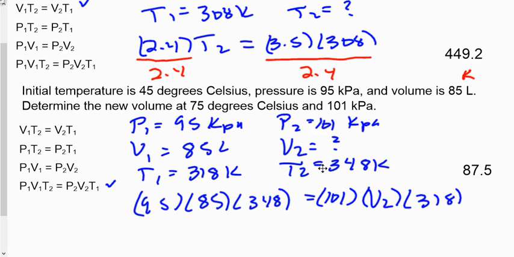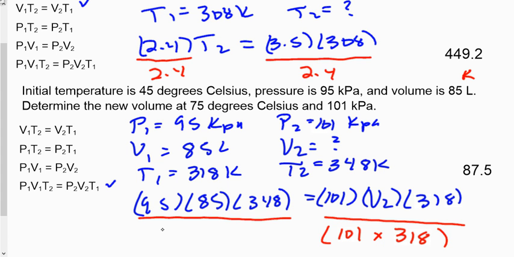Now I've got to get V2 by itself. It's kind of nestled in there. So I need to divide both sides. Now here's the key thing. In your calculator, put a parenthesis, and then a 101, and then hit the times button, and then 318, and then close the parenthesis. Likewise on this side here, 101 times 318 and close the parenthesis.